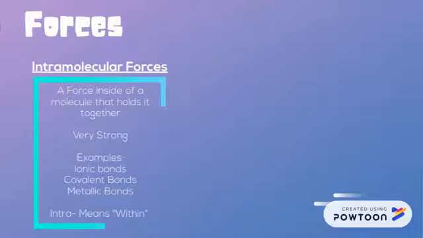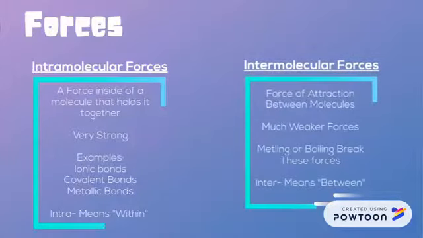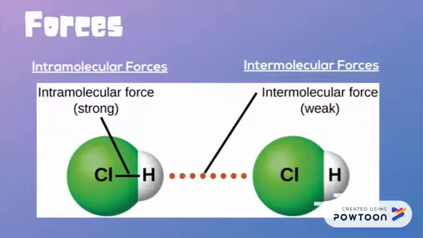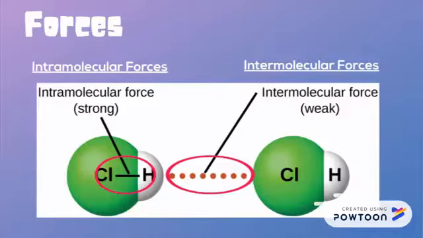On the opposite end, we have intermolecular forces. These occur between molecules. They are much weaker. This image is a great example of how these two forces are different. Inside of our molecule, between the hydrogen and chlorine, exists an intramolecular force, our covalent bond, which is very strong and holds it together. Between two hydrogen-chlorine molecules, we have an intermolecular force, which is weaker.